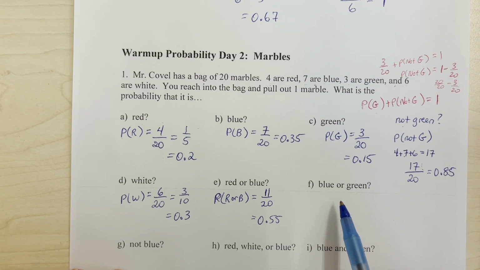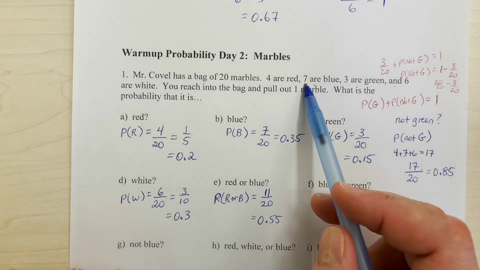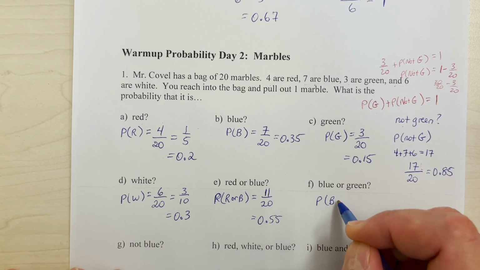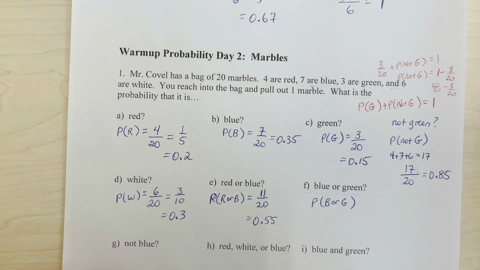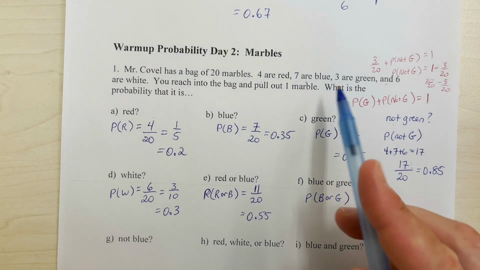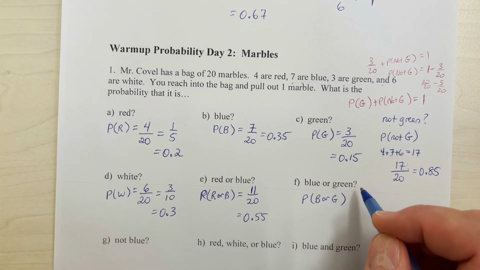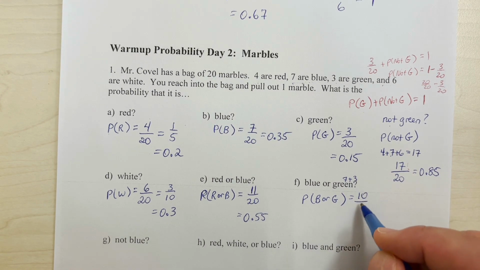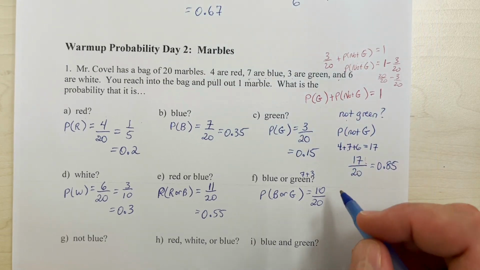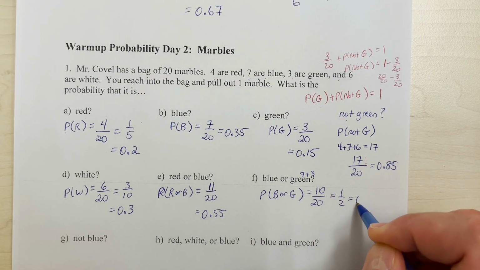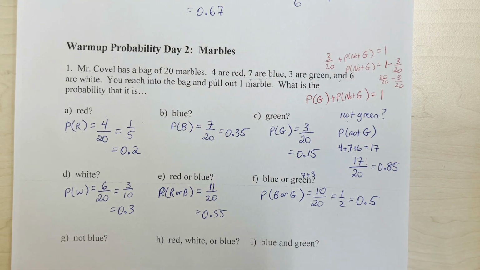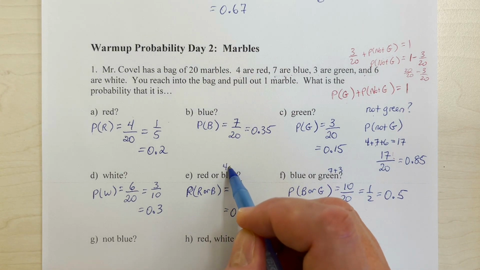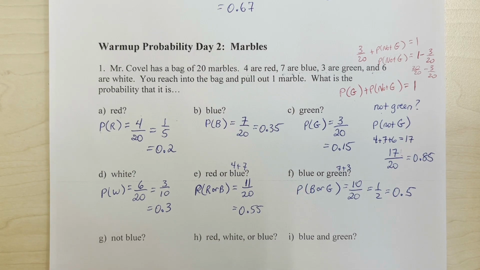Blue or green? Well, 7 blue, 3 green. So the probability of blue or green, how many ways can we succeed? 7 plus 3, which is 10. You don't have to write it down, but I'll write that little work right there. 10 out of 20 as a fraction is 1/2, which is 0.5. And for the red or blue, that was also 4 plus 7. That's how I got the 11.